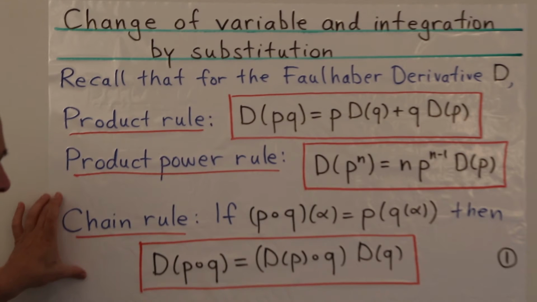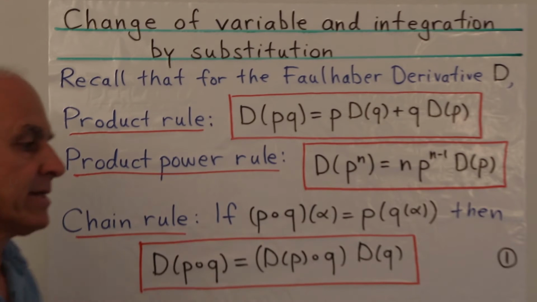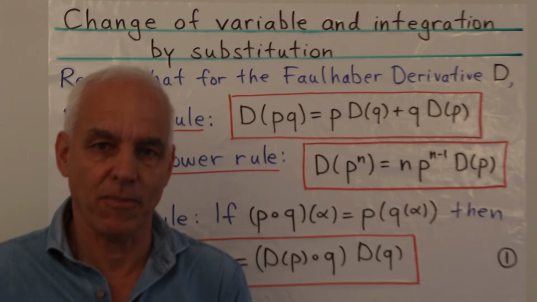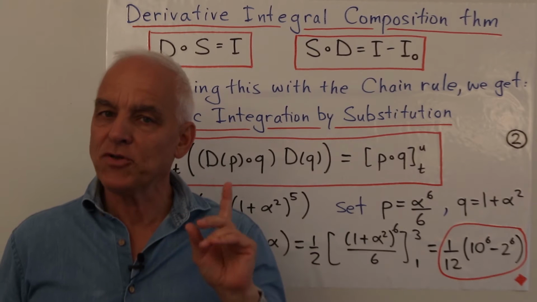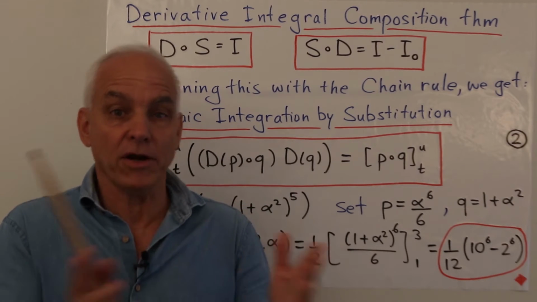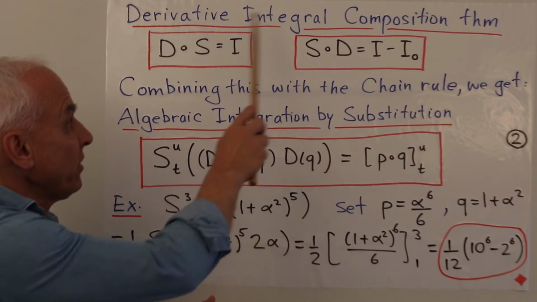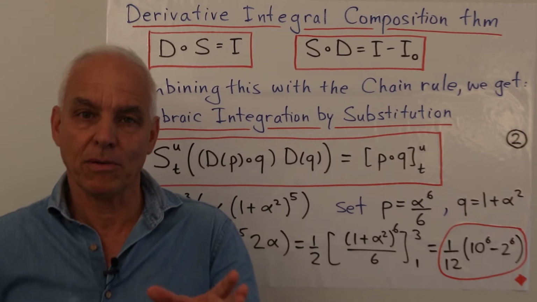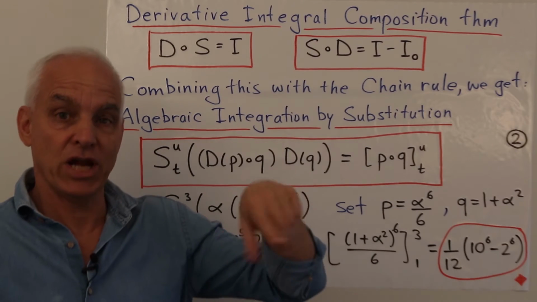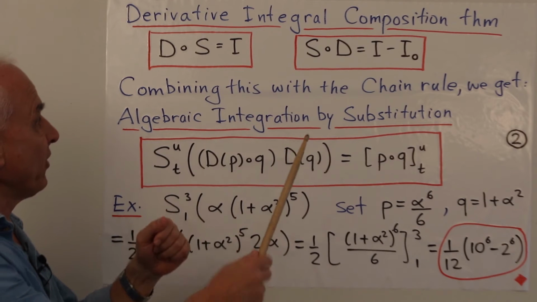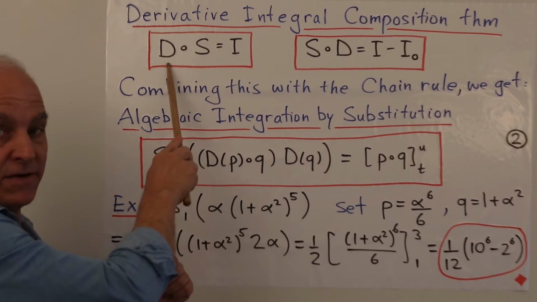And today we're going to be looking at this chain rule and what happens when we integrate it, what we can extract from that. I remind you that when we derived the integration by parts formula, we combined the product rule with the derivative integral composition theorem. We're going to do the same kind of thing today, but we're going to combine this now with the chain rule. So this derivative integral composition theorem tells us what happens if we first integrate and then differentiate.